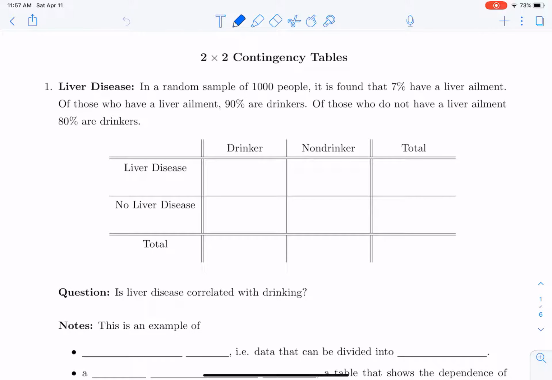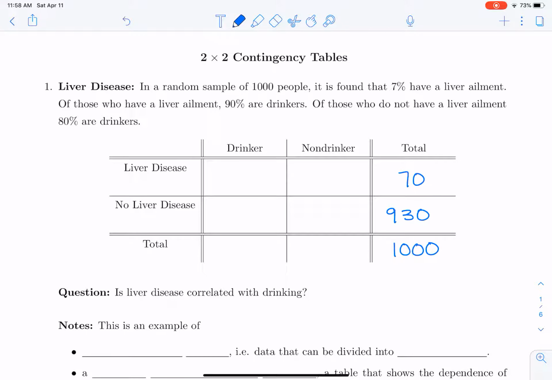So you might remember this data set from when we were studying it in Math 350 and talking about conditional probabilities. Okay, so let's try to fill in this information. There's 1,000 people. 7% have a liver ailment, so that's 70. So 930 do not have a liver ailment.